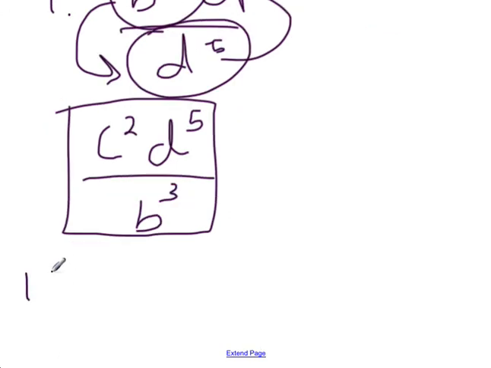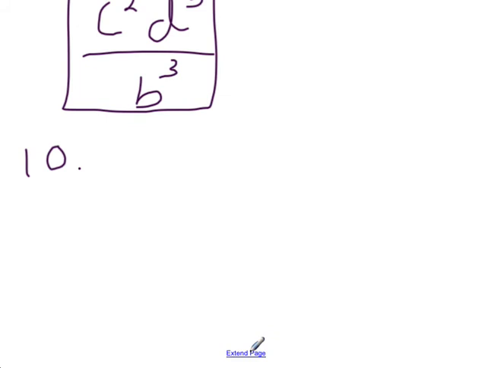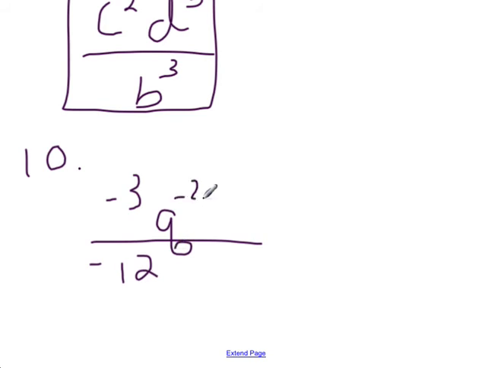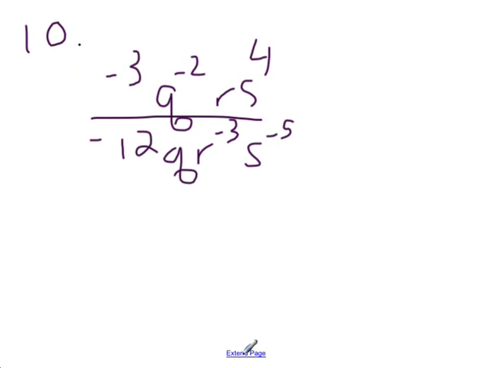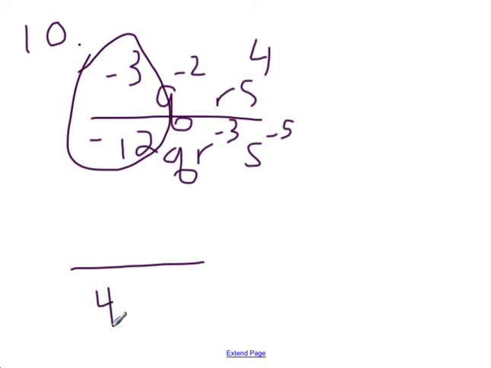Let's take a look at number 10 here. So for number 10, I have the fraction -3 divided by -12. Then I have q to the -2, r, s to the 4th. On the bottom, q, r to the -3, s to the -5. Well, the first thing I like to do is I just like to simplify it piece by piece. So the first thing I like to do is simplify my fraction. So I have -3 divided by -12. You simplify out that fraction and we get 1 divided by 4.